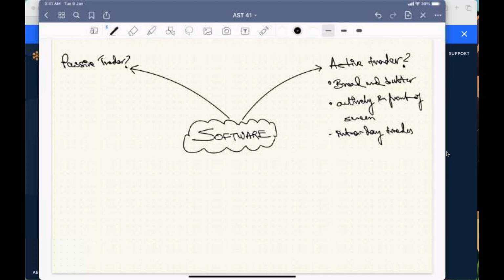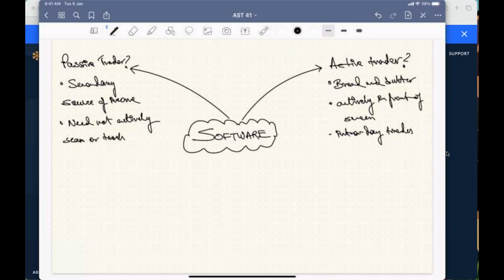Passive trader, this is not his primary or main source of income. This is his secondary source of income. This is not his main business. He need not actively scan or track the markets. He may be into a job or a business, and this is his secondary passive source of income.